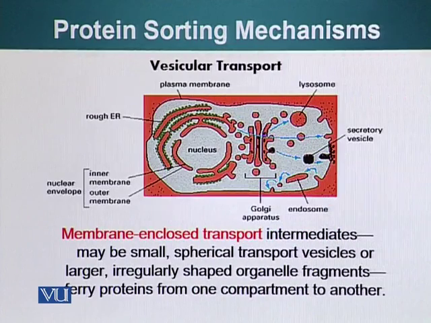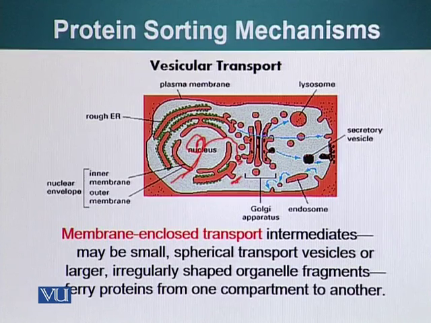Vesicular transport, membrane-enclosed transport. Intermediates may be small, spherical transport vesicles or large, irregularly shaped organelle fragments that ferry proteins from one compartment to another. This is a nice picture which shows the topology of the cell. For example, this gray part is basically cytoplasm. The cytoplasm and nucleoplasm are a sort of continuation of each other. They have many similar molecules. However, some molecules are present exclusively in the nucleus, and there are certain molecules which are present exclusively in the cytoplasm. We will come back to membrane-enclosed transport.